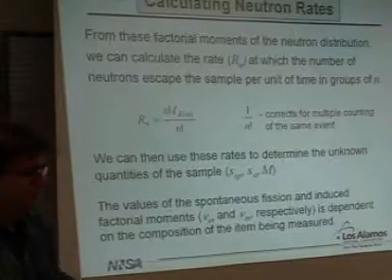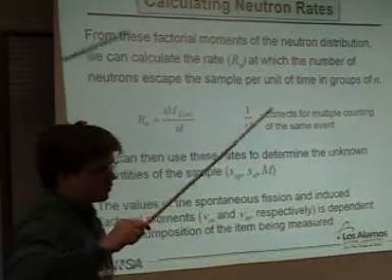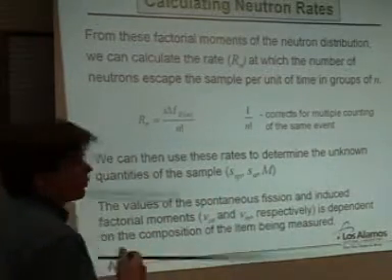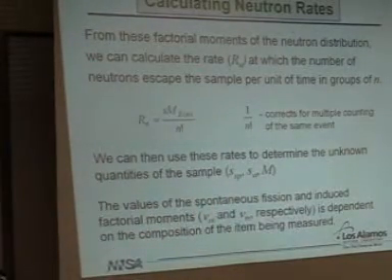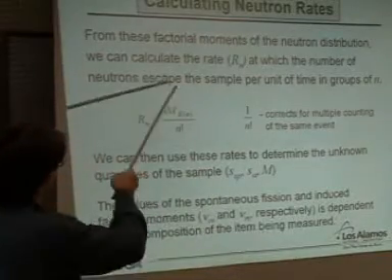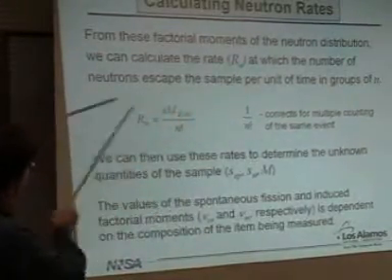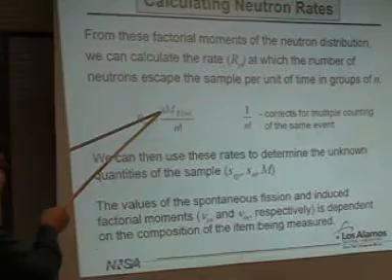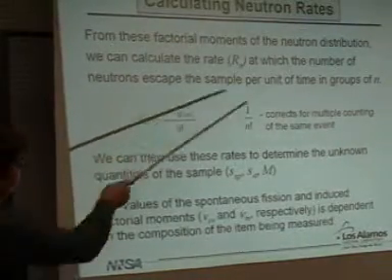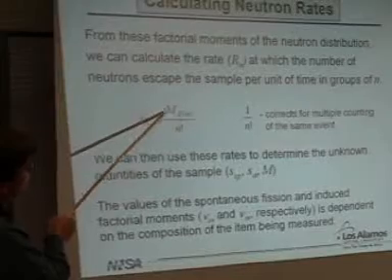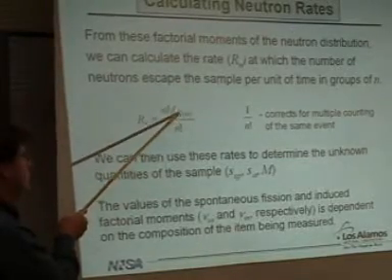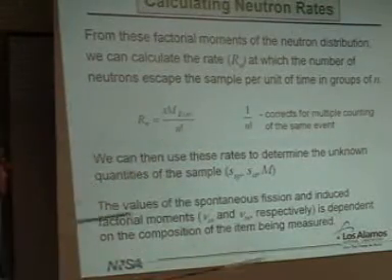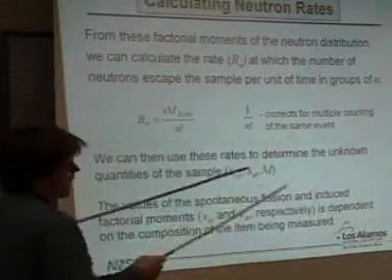So, let's go on. What I've shown you is the moments of the probability distribution of neutrons being emitted from the sample. We have to convert those into rates, because in the laboratory we measure neutron rates. We can calculate the rates at which neutrons escape the sample per unit time in groups of n. It's just the total event rate times the moment of the probability distribution function for that particular n, divided by n factorial. The n factorial is introduced to correct for multiple counting of the same event.